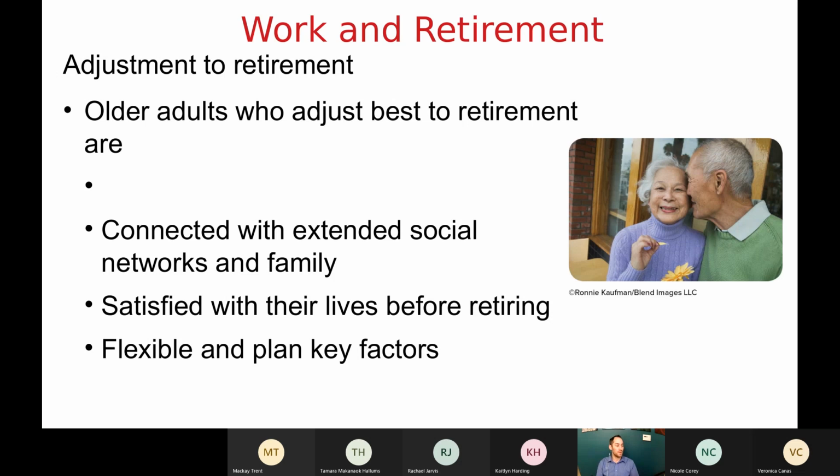So if they're satisfied with their lives before retiring, they'll tend to do better in retirement. And if they have more cognitive flexibility, so if they have some of those executive function cognitive capacities, they'll be better at being more flexible and making new plans, adjusting to a new life that's probably less structured, or making their own structure in retired life than when they were working and had a pattern of things that they were doing.